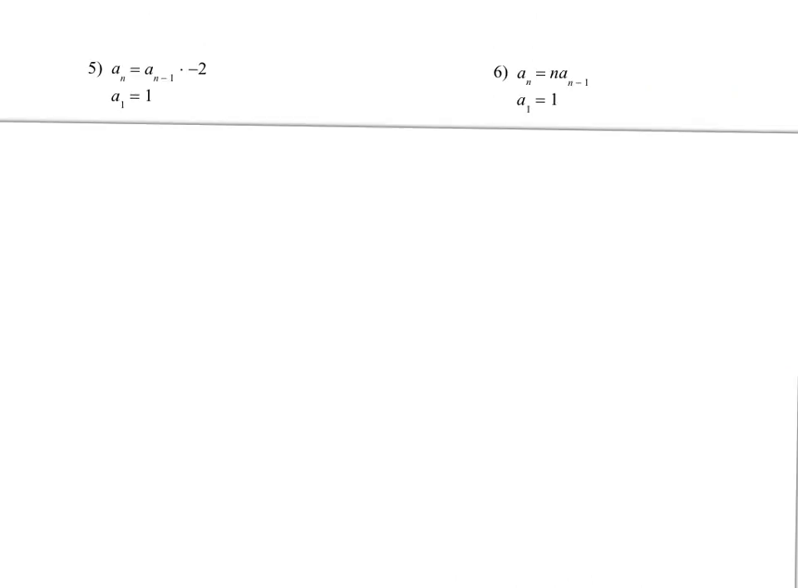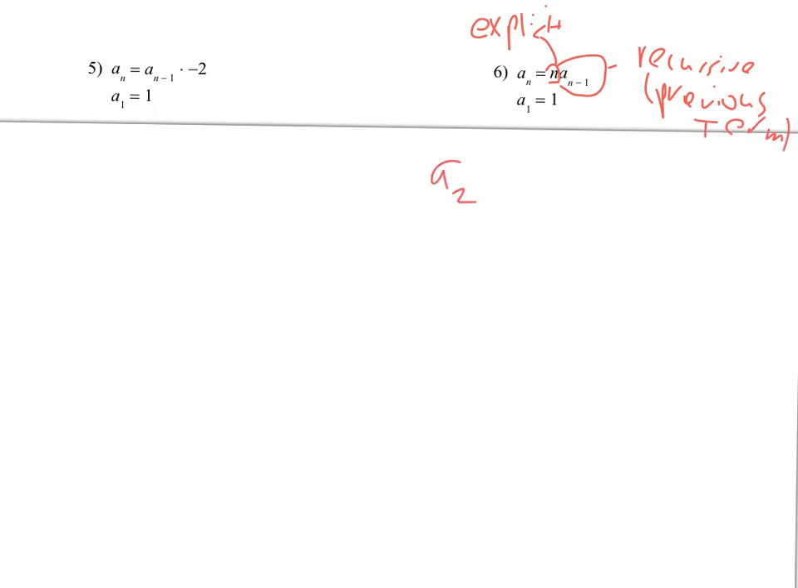All right, next up we got number 6 here, and this one's actually kind of a mix. So it actually has an explicit piece in that n right here, and then also it has the recursive piece right here. That a sub n minus 1 referring to the previous term. So I do have the first term here. So then for the second term, a sub 2, I have to plug in a 2 for the n part, for the explicit part. And then for the recursive part, I plug in the previous term, which is 1. So that's going to be 2.